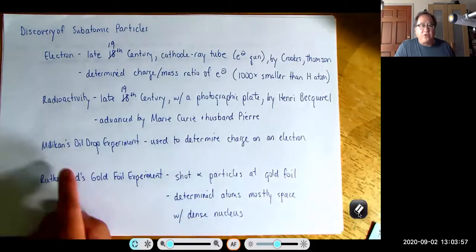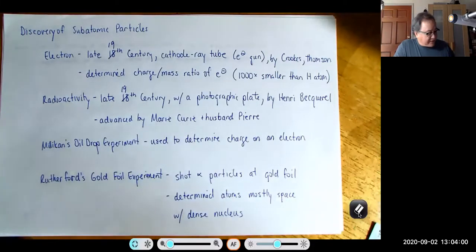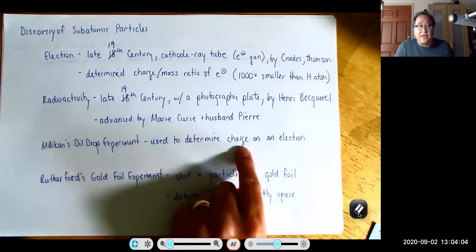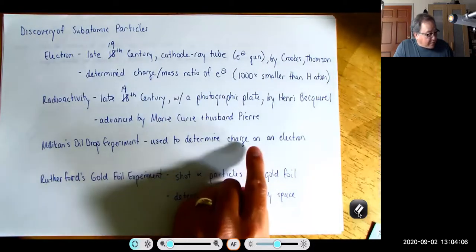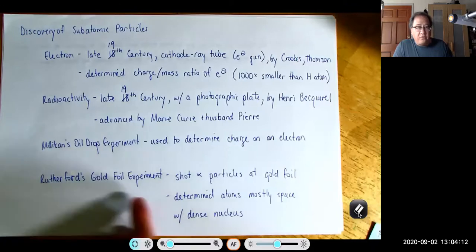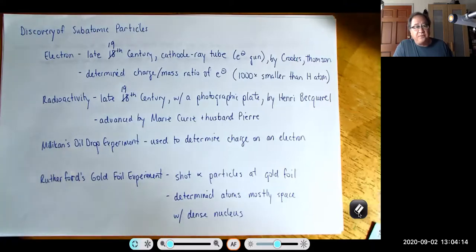There's the Millikan oil drop experiment. So here they didn't determine the charge to mass ratio. They actually figured out the charge on an electron, and combine that with the charge to mass ratio, you can actually find out the mass of an electron. And then there's Rutherford's gold foil experiment, which is really cool.